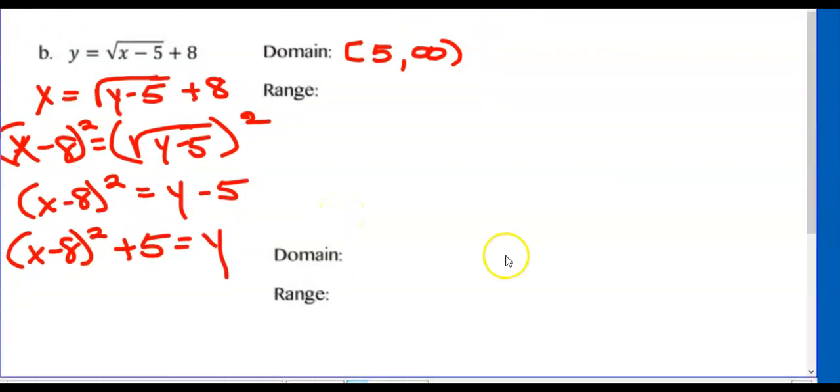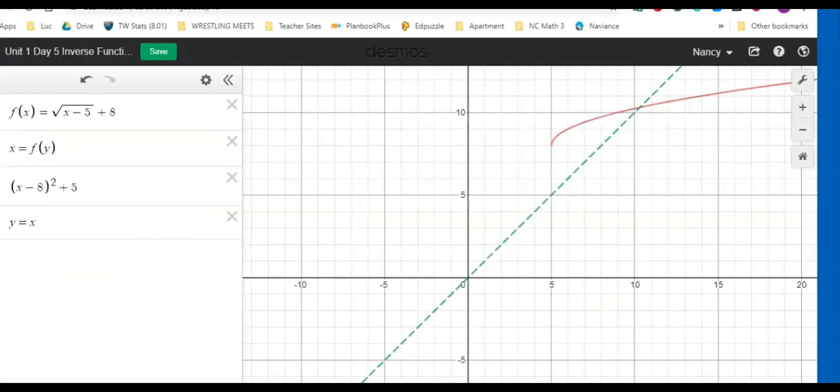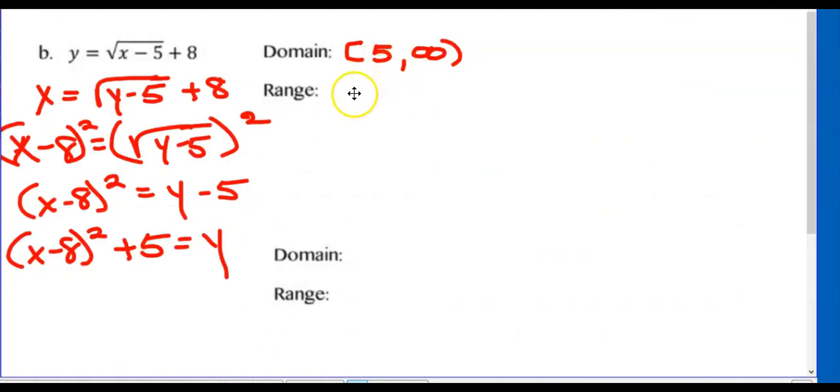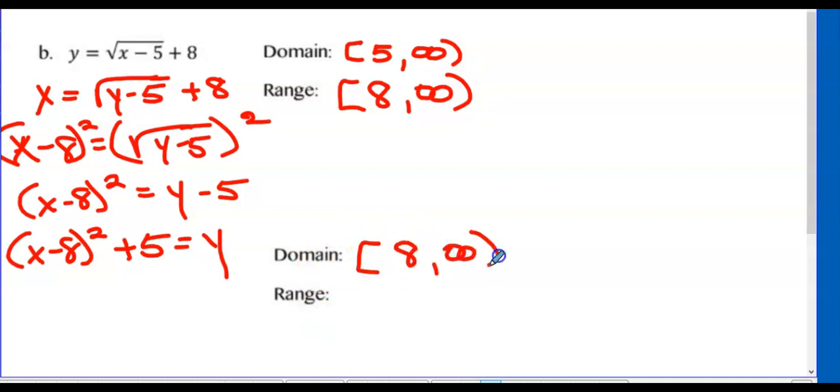And then the range starts at y equals 8 and goes toward positive infinity. And I don't even have to look at it, we already know that the domain and range just switch. So domain is 8 to positive infinity, and range is 5 to positive infinity.